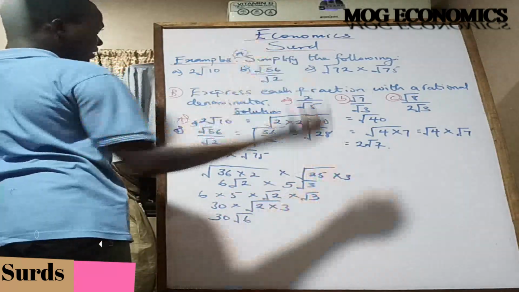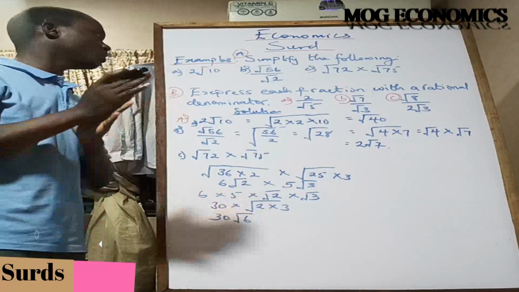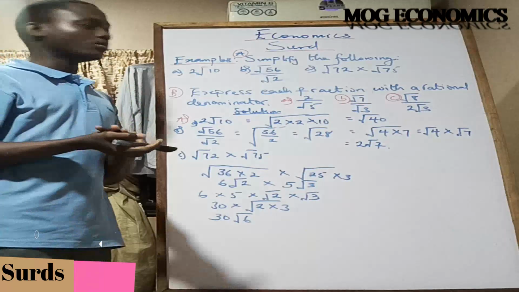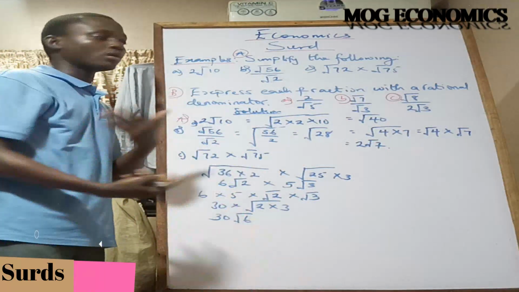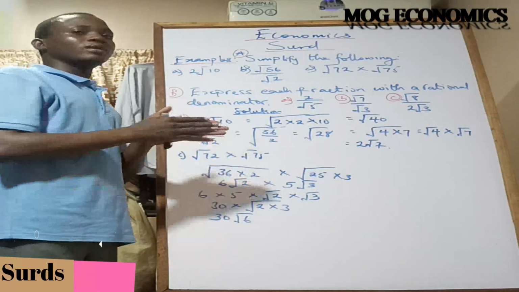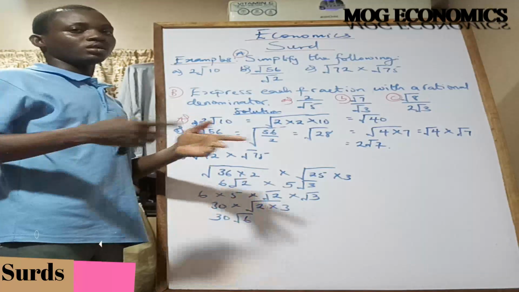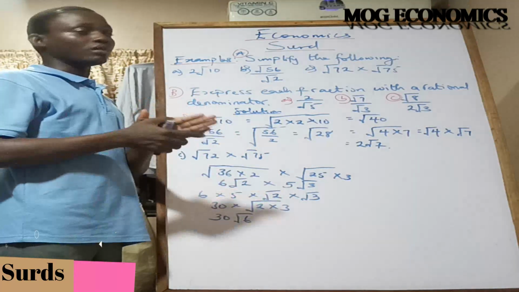We're good. So that's that about the first part. Now, the second part says express each of the fractions with a rational denominator. So these are irrational numbers; you have irrational denominators. Root 5 is irrational, root 3, then root 3 also. What this is telling us is that we should eliminate the irrational denominators and leave this with a rational denominator.